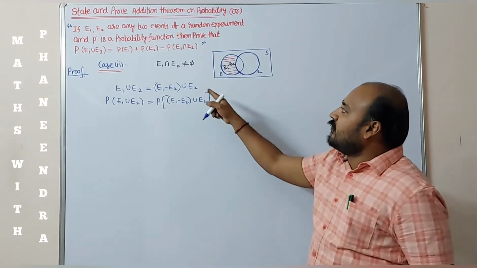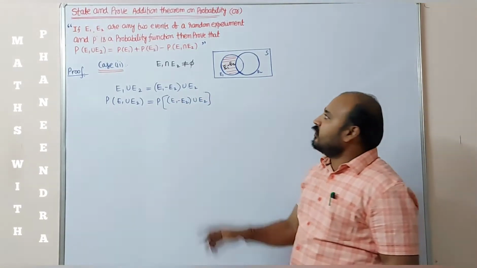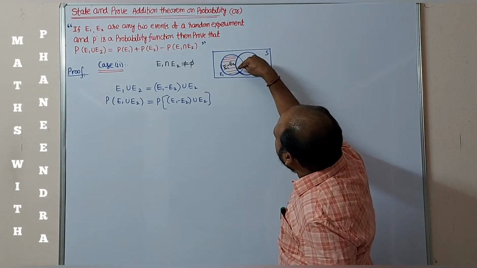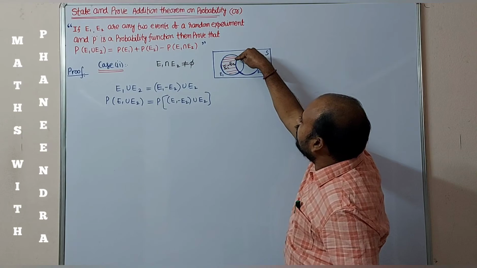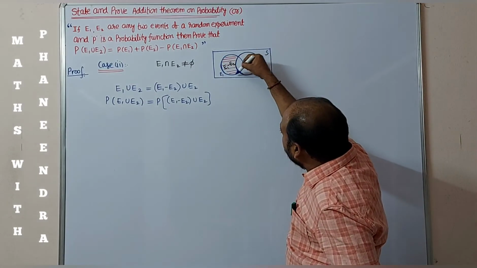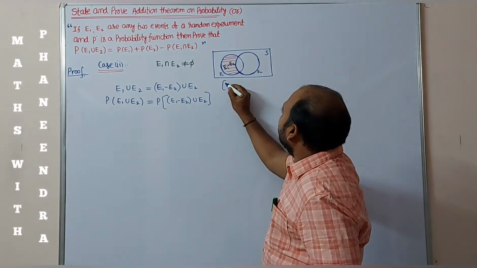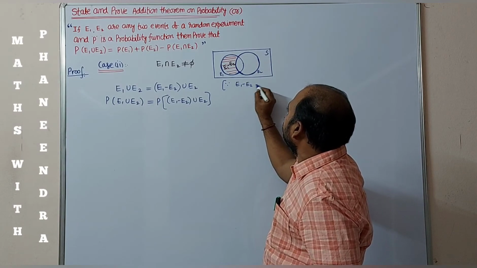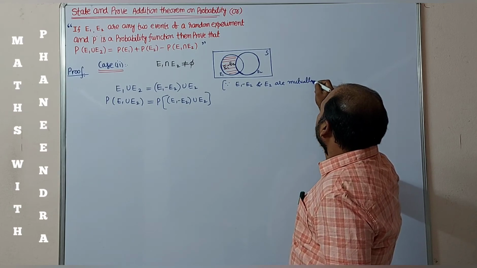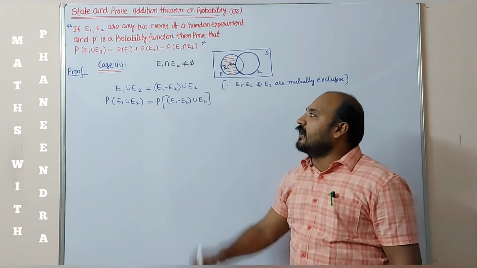Why are we writing it like this? These two events are mutually exclusive events, also disjoint events. There is no common part. From here to here, it is E1 minus E2. From here to here, it is E2. Observe carefully, there is nothing in common. Since E1 minus E2 and E2 are mutually exclusive, that is the reason we are writing like this.